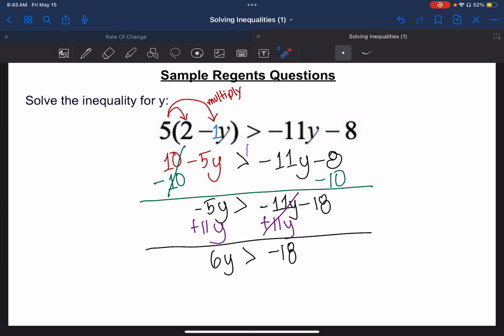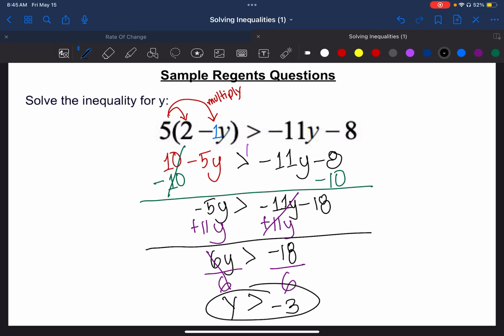Now I just have to cancel out this 6y. To cancel out this 6, I just have to divide by 6, and that would cancel it, but whatever I do to one side, I have to do to the other. So we have y is greater than negative 3. And that would be my answer.